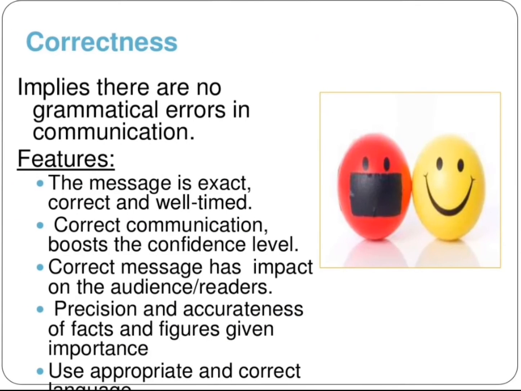Then correctness. So correctness implies there are no grammatical errors in communication. We need to correct all the mistakes. So the message should be correct without any grammatical errors and typos. So the message is exact, correct, and well timed. Correct communication boosts the confidence level, and a correct message has impact on the audience or readers.